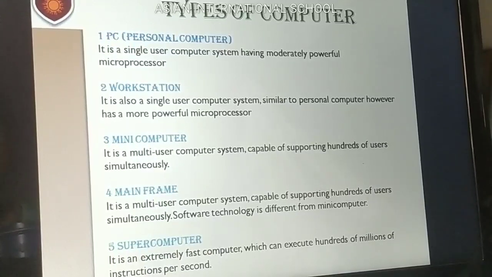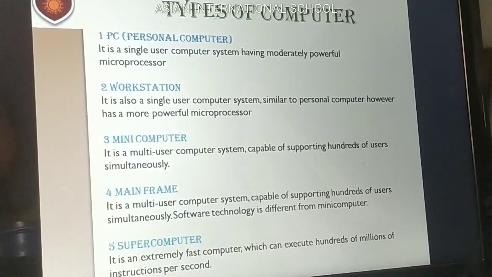Now comes the supercomputer. It is an extremely fast computer which can execute hundreds of millions of instructions per second. When we talk about the fastest computer, we talk about the supercomputer. Its speed is extremely high, in nanoseconds or picoseconds, and it can execute thousands of instructions per second.